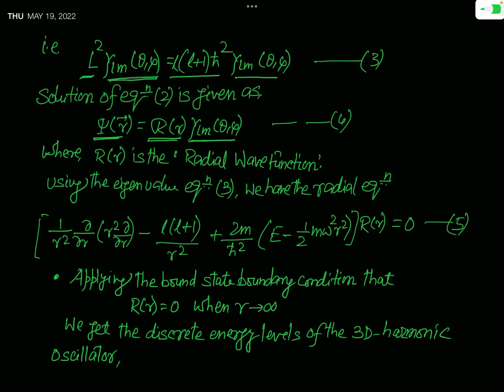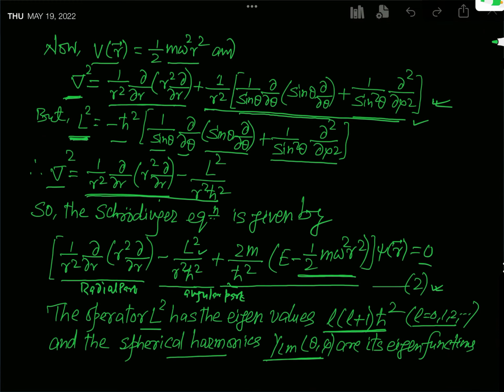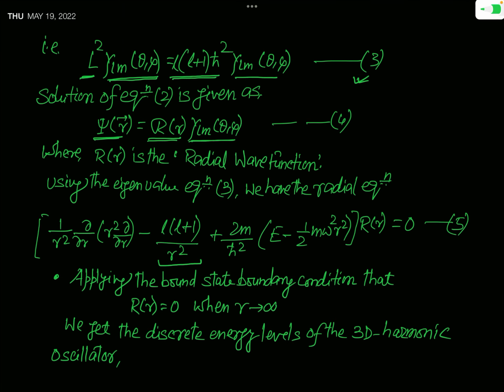Now, when we use this expression in equation number 3, in fact the L squared operator has the eigenvalue l(l+1) h bar squared. So instead of L squared in equation number 2, we write l(l+1) h bar squared. When you replace L squared by its eigenvalue, the h bar squared cancels out, and that term becomes l(l+1) over r squared, and the other terms remain the same.